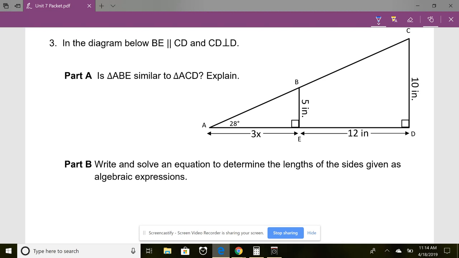So in this diagram, we have BE is parallel to CD, so those are parallel, and CD is also perpendicular, meaning forming a right angle with, there's no letter here, so we're going to call it DA. DA is right down here. So those are perpendicular, meaning they form 90-degree angles.